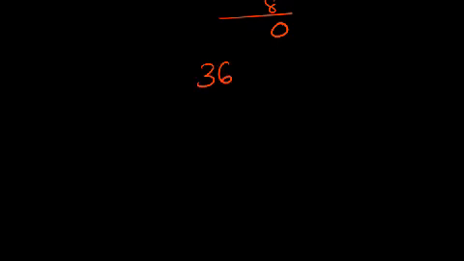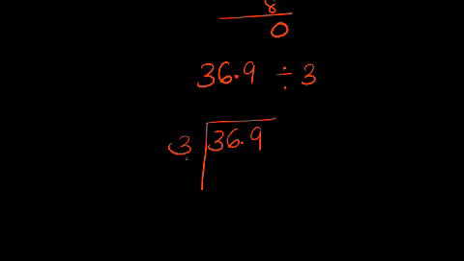36.9 divided by 3. Here also the dividend is a decimal and the divisor is a whole number. Set up the problem like this: 36.9 divided by 3. How many 3's are in 3? 1. Bring down the next digit 6. How many 3's are in 6? 2. The remainder is 0. Then you have to put the decimal point in the quotient as well.